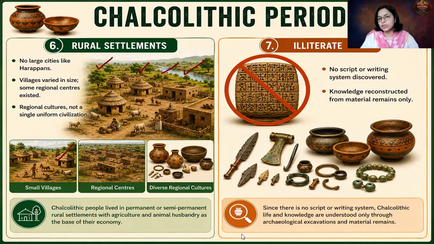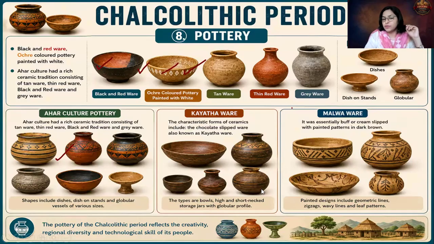The most important aspect of this civilization is that they were illiterate. We have not discovered any script, any system of writing. So whatever knowledge we have about this Chalcolithic period is purely from archaeological sources. Whatever archaeological remains are there, whatever pottery, whatever figurines, these are the sources to know about the Chalcolithic period. So these are the important factors to take into consideration while studying it. The few important points: no burnt bricks, completely rural settlement, and absence of script, a completely illiterate civilization.